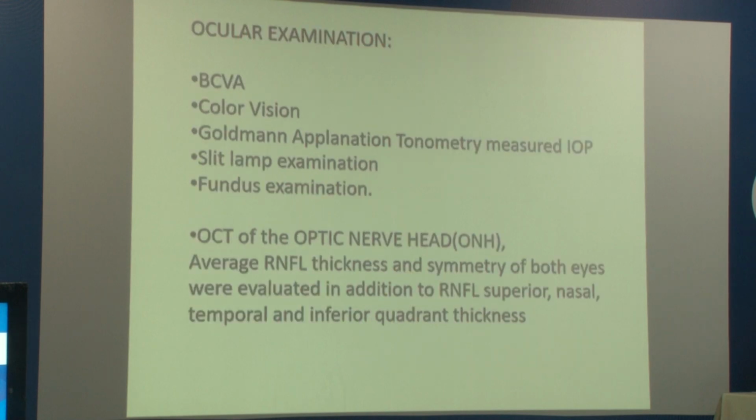A comprehensive ocular examination was done. It included best corrected visual acuity, color vision, Goldmann applanation tonometry, slit lamp examination, and fundus examination. And finally, the OCT of the optic nerve head was taken, and the average RNFL thickness and symmetry of both eyes were evaluated in addition to RNFL superior, nasal, temporal and inferior quadrant thickness.